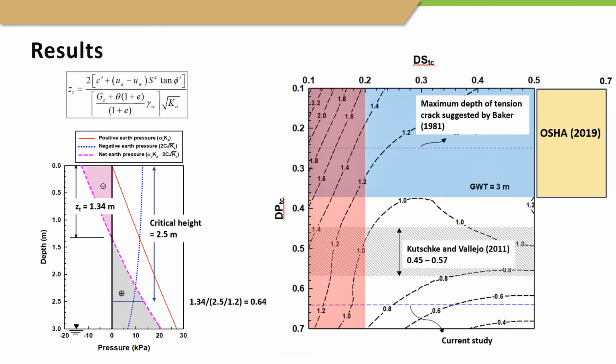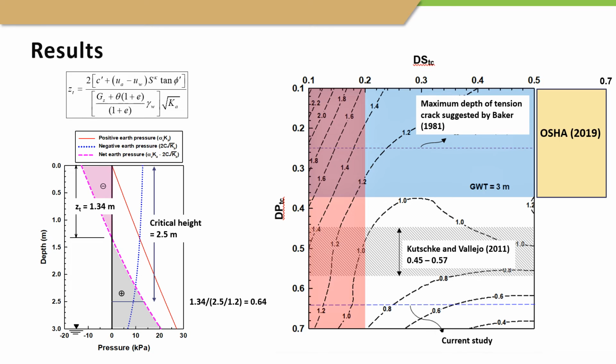Results for both analytical and proposed tension crack model were plotted. Figure on left represents the analytical model where depth of tension crack is 1.34 meters and critical height is 2.5 meters. This gives us a depth ratio of 0.64. Based on the obtained results from proposed tension crack model, a chart was plotted as shown on right. Here, the blue area is the zone of depth ratio prior to failure, while red area is the zone of distance ratio prior to failure.